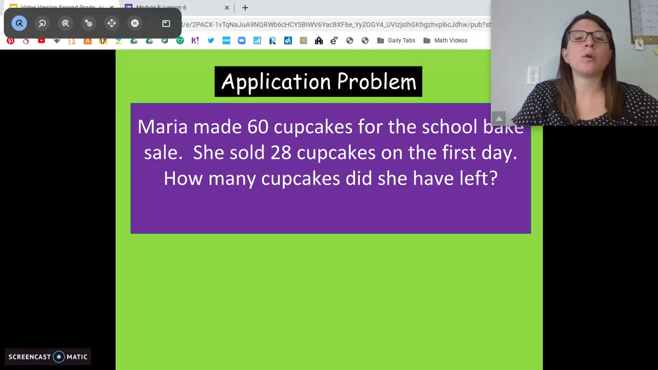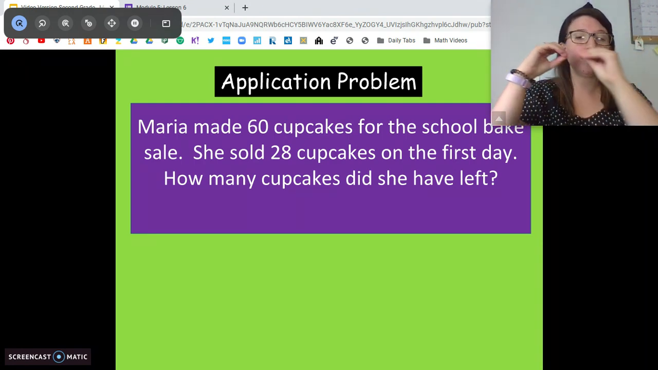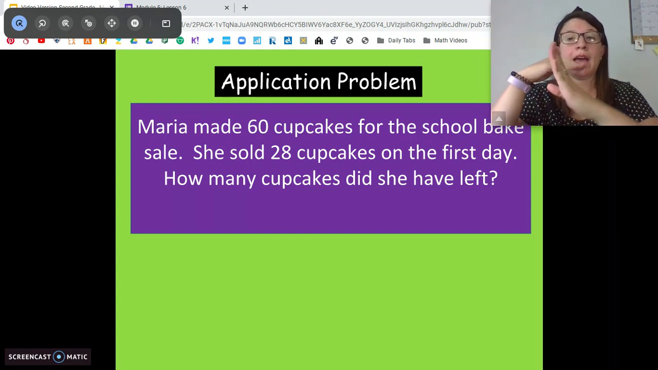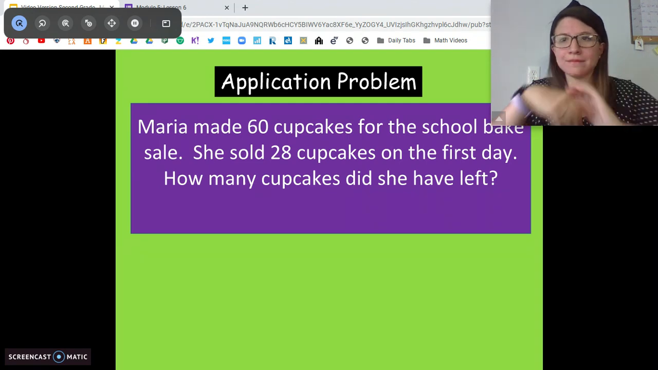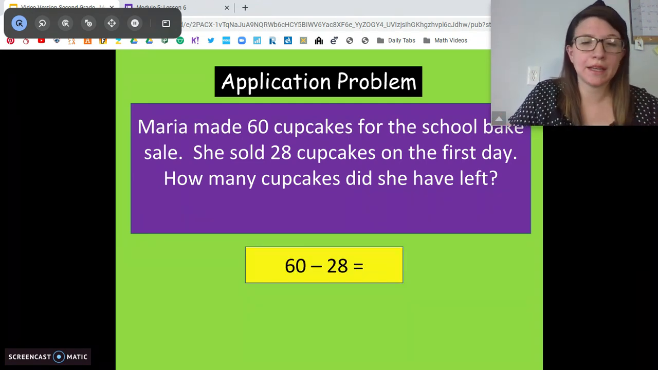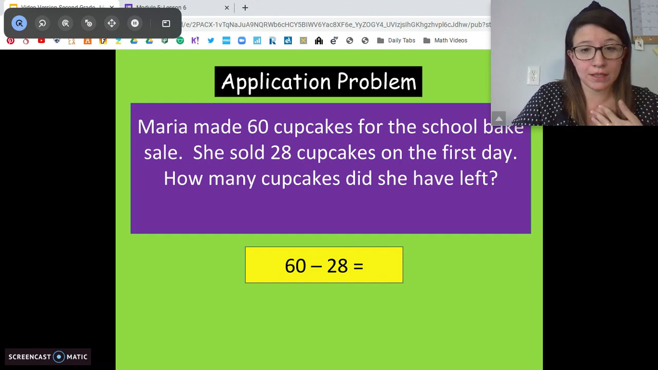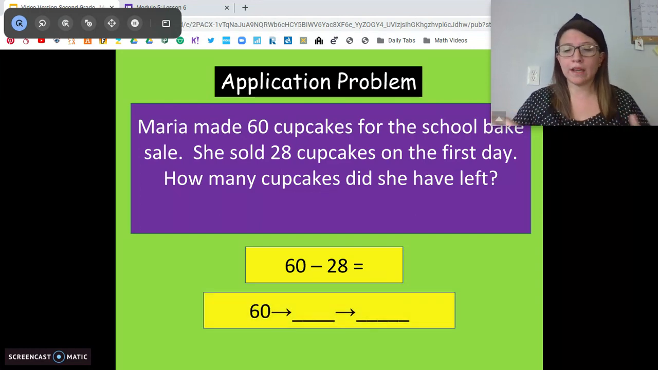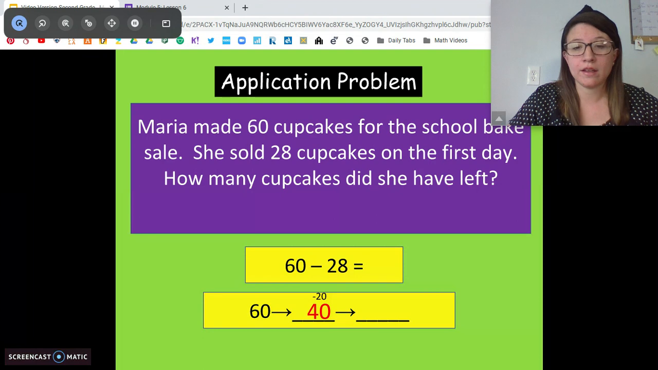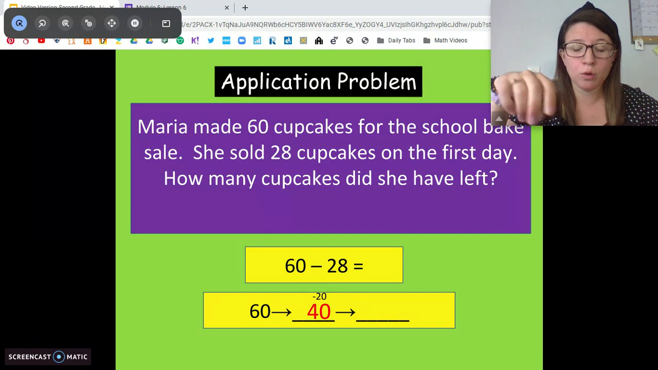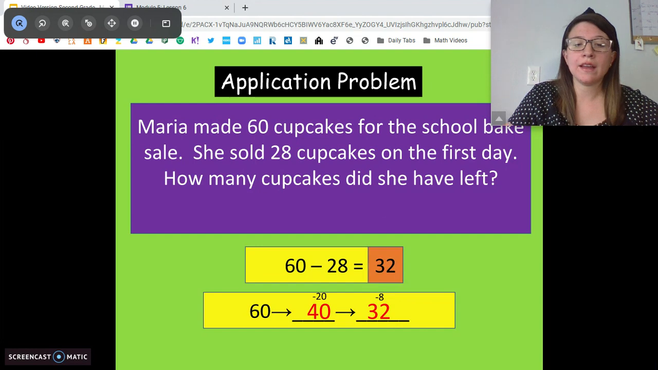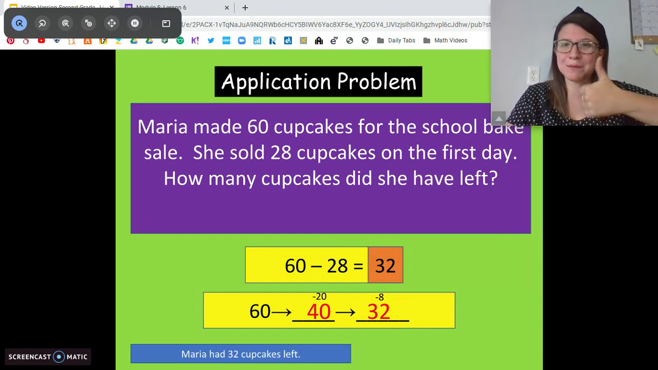Good? Okay, so she made 60 cupcakes to start and she sold 28. So we need to figure out what that difference is. When we're finding the difference, are we adding or subtracting? Good, we're subtracting. So we're going to say 60 minus 28. Now, I'm going to solve it using the arrow method because that's easiest for my brain. So I'm going to start with 60, and I'm going to take 20 away right off the bat. And that's going to get me to 40. Now, I still need to take 28 away. So I need to take 8 more away. 40 minus 8 is going to be 32. So Maria has 32 cupcakes left. Thumbs up if you got it.